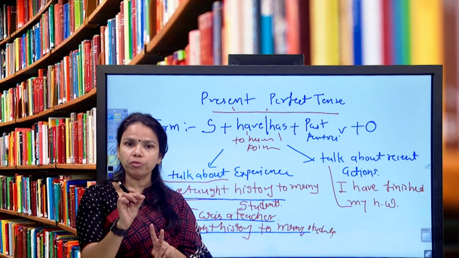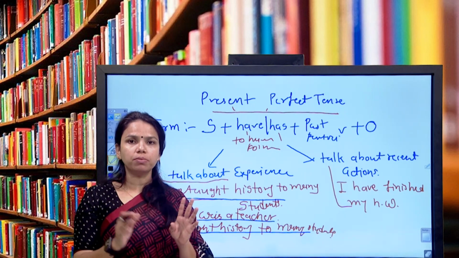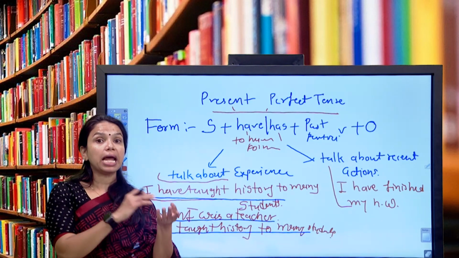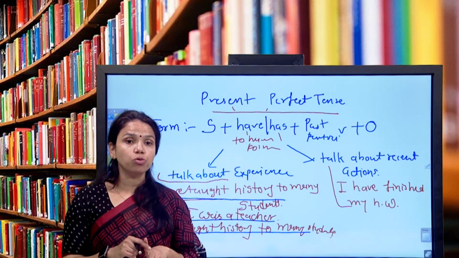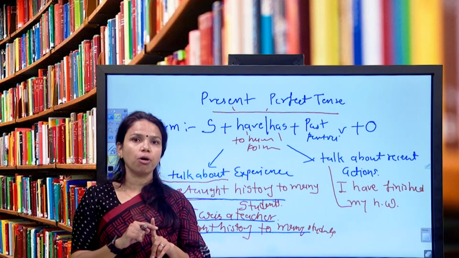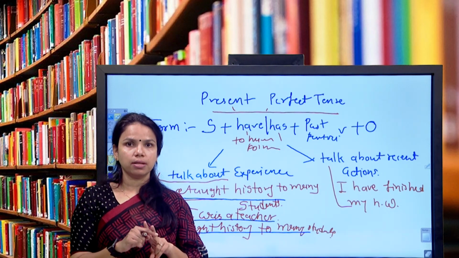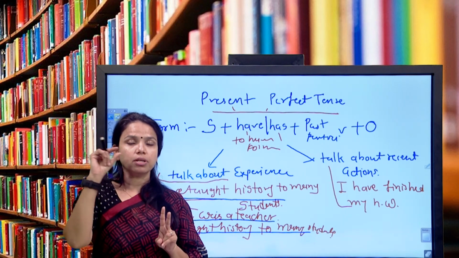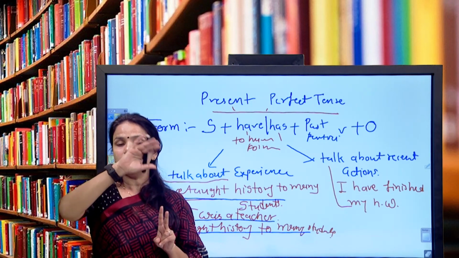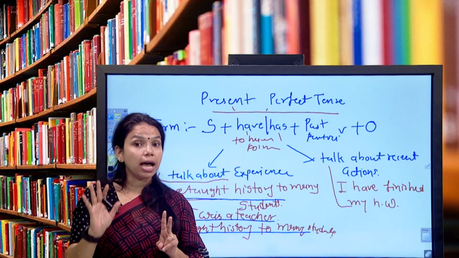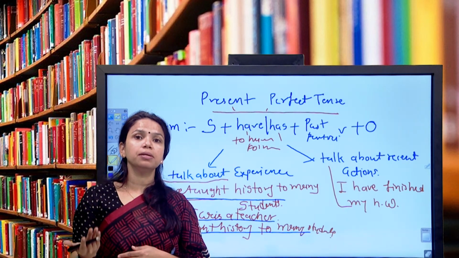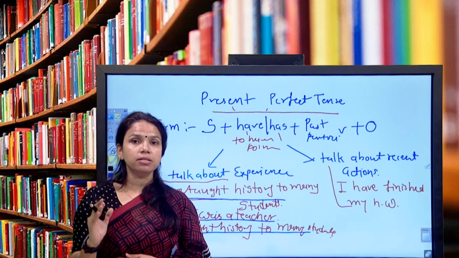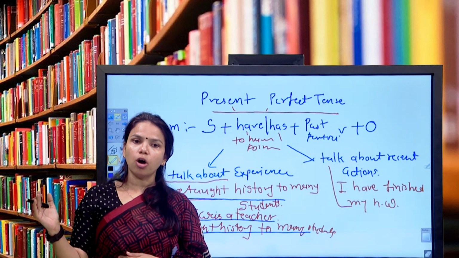What is the form of the verb? Subject, verb, object, that we know, but accept it. In the verb, we have to use the form of to have, have or has. If it is a third person singular subject, you have to use has. With other subjects, you have to use have. And the past participle form of the verb, it means the V3 form, and object.